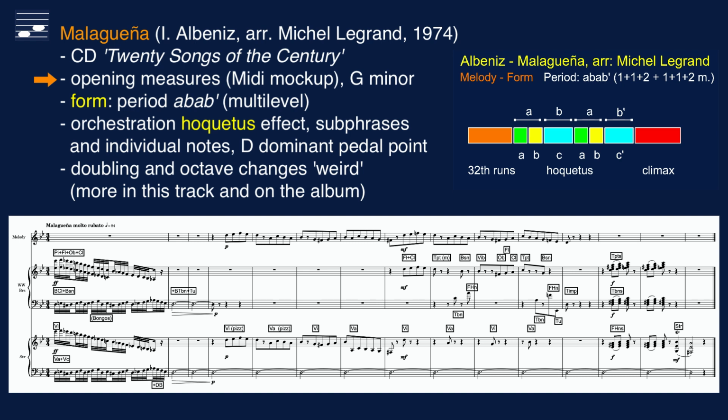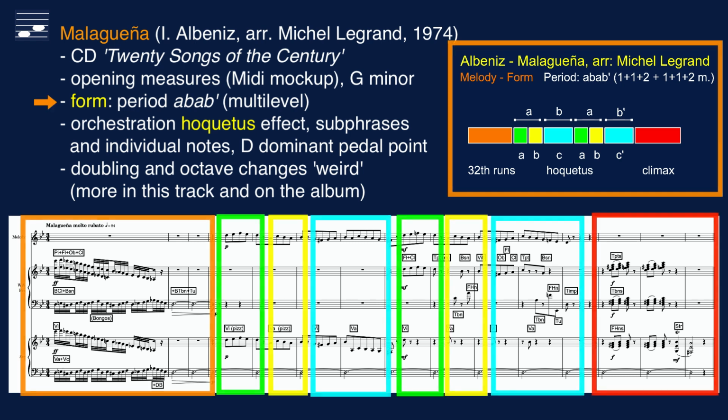Again, we'll look at the opening measures in a MIDI markup to prevent copyright issues. The key is G minor. The form of this introduction is shown on the right. The source melody has period structure ABAB with a deeper level subdivision into ABC ABC.